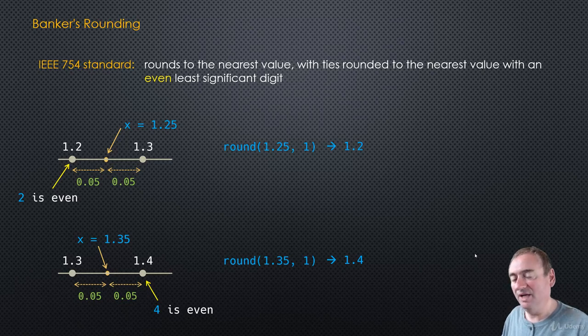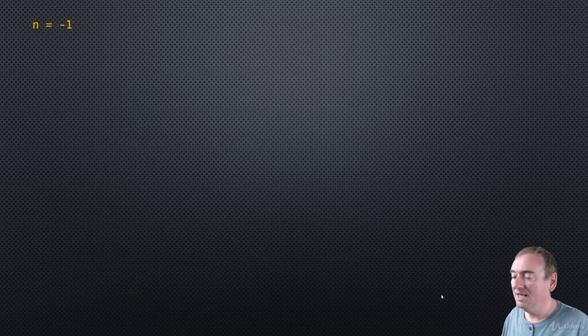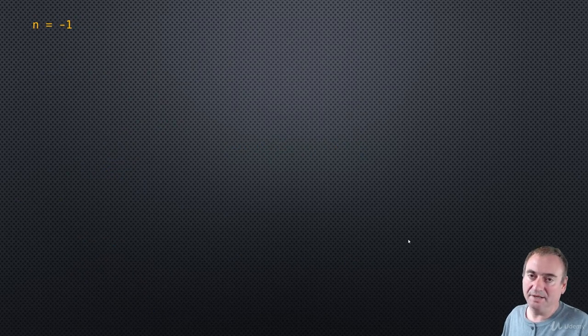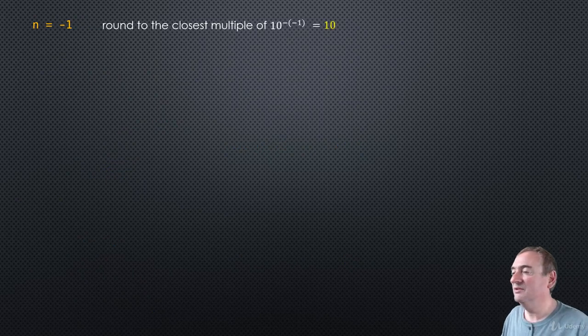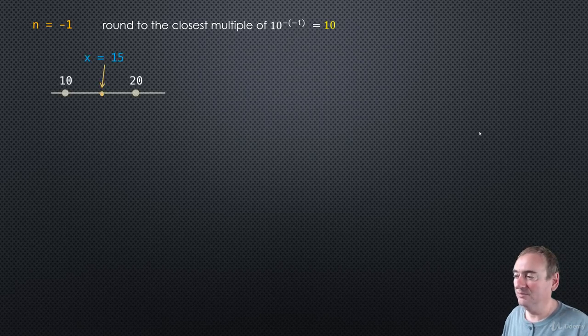Now, why do we do that? Why not just use the round away from 0 the way that we're kind of used to? Let's look at an example with n equal to -1. So we round to the closest multiple of 10 to the -1, which is 10, right? So we're going to round to the closest multiple of 10. So let's take a look at x equal to 15. And on the number line, the two contenders are 10 and 20. Again, the distance is equidistant. We have 5, right? So we have a tie.